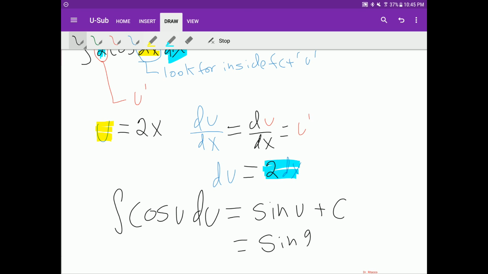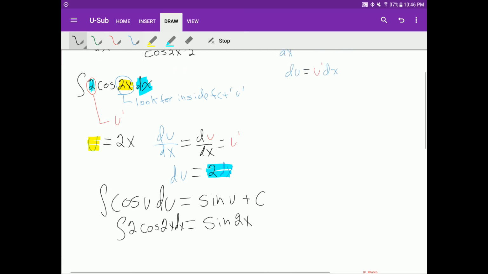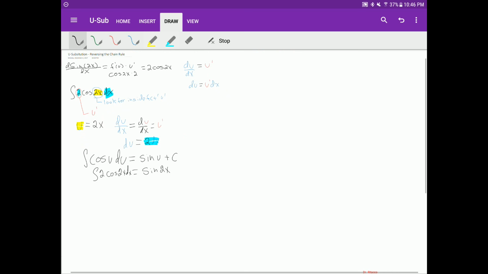Sine u is 2x. Right. So now that we know the integral of 2 cosine 2x dx equals sine of 2x. We just saw it, right? We took the derivative of sine 2x, the 2 came out, we went back and forth. That works out. But what happens now if there's not everything that we need in there?